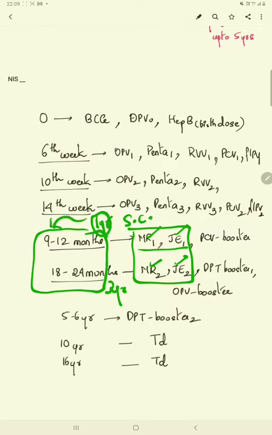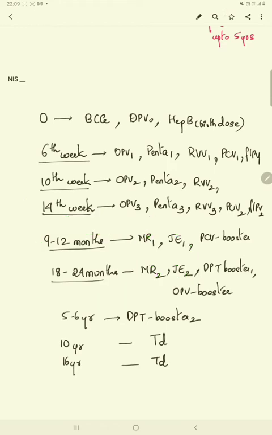Basically you can remember it in this form also: at 1 year, the developmental milestone of the child in gross motor development is that the child will be able to stand. The child that is able to stand will get MR1 and JE1. At 2 years the child will be able to run. So the child which is running will get the additional upgradation, that is MR2 and JE2. Okay, just correlating things. Remember it in any way you want, but this makes it easier, I suppose. So this is how you will remember these 2 vaccines.